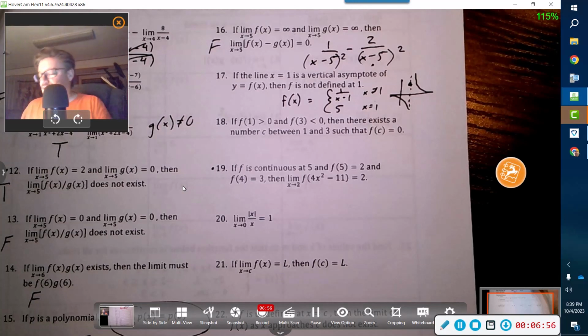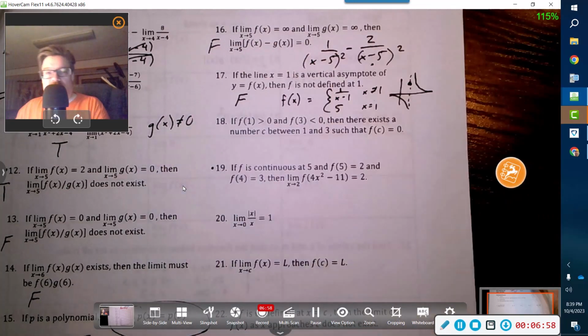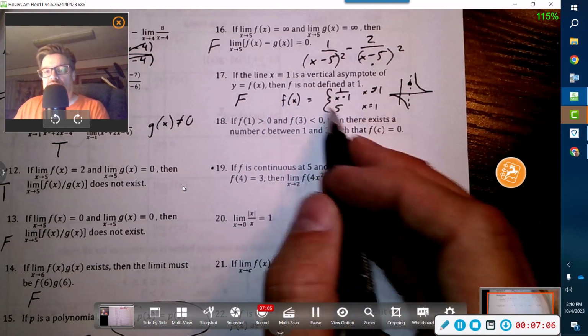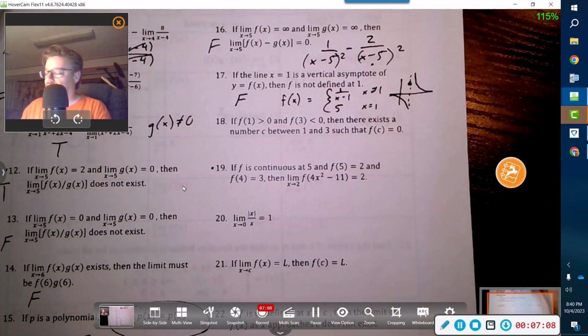And so, believe it or not, this guy is false because we can mess around with f of x to make it do what we want. And so having it not defined is something we could do, okay? And I think this is a really tricky question.